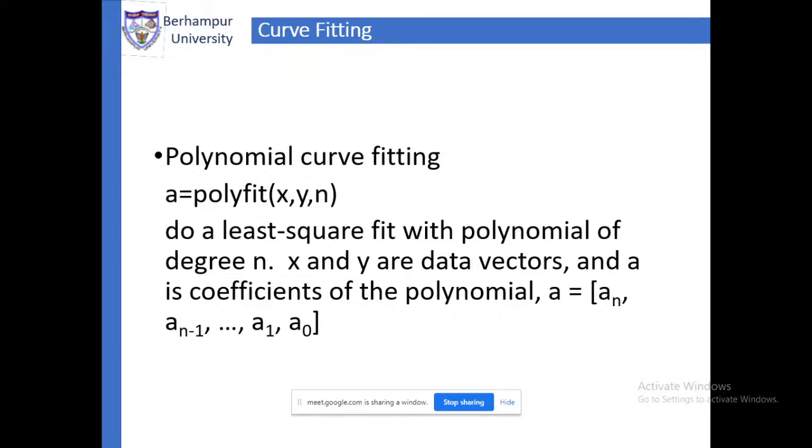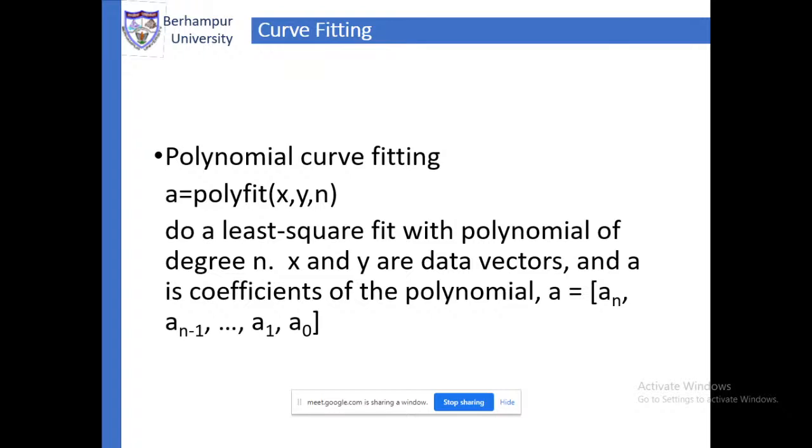Then we will come to the next topic, which is called curve fitting. Curve fitting means you are given values of x and values of y. Suppose you are doing an experiment, where you give some voltage and get some current. As you keep on changing the voltage, the current will keep on changing. You do not know the relation between voltage and current. You are using some unknown device and you want to characterize that device in terms of voltage and current. You apply some voltage, you get some current, and you keep changing the voltage.